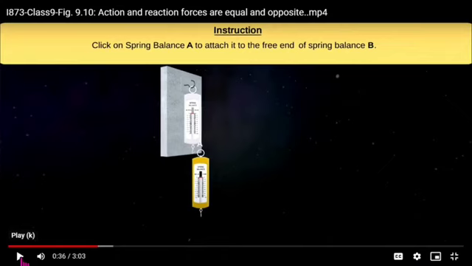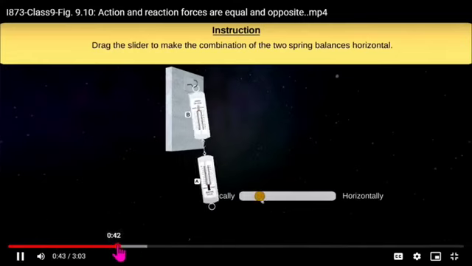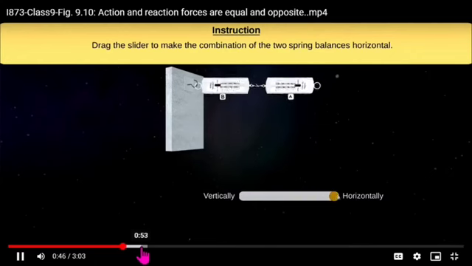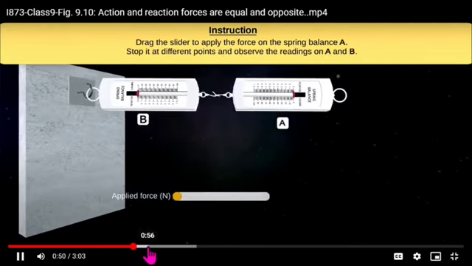So the instructions are given on the mobile app, and the student can drag the slider to make the combination. Drag the slider to apply the force on the spring balance A. Stop it at different points and observe the readings of spring balances A and B.